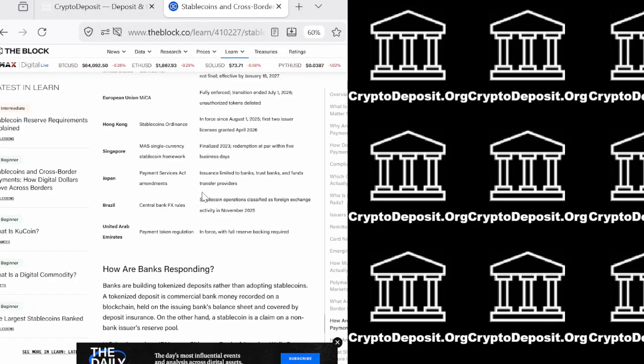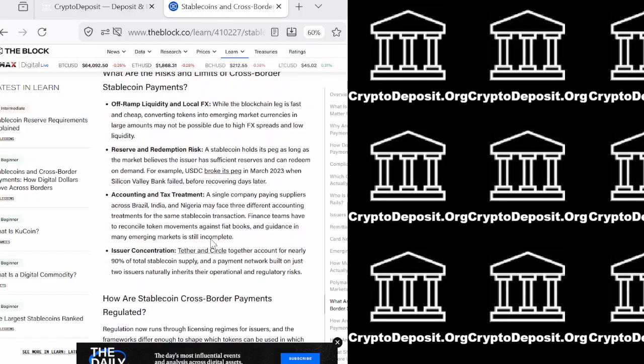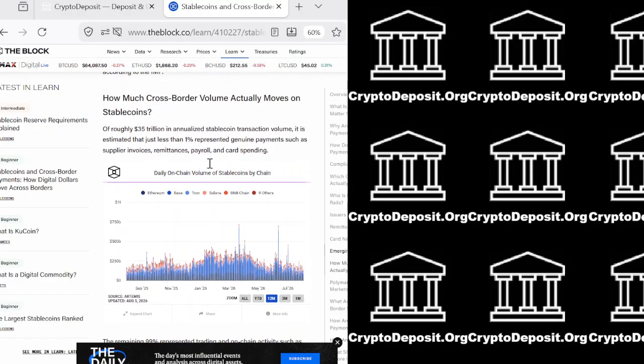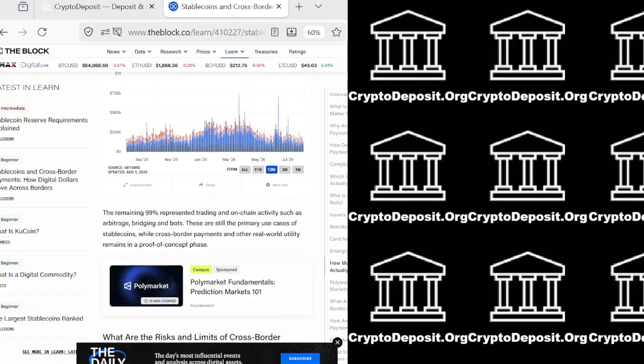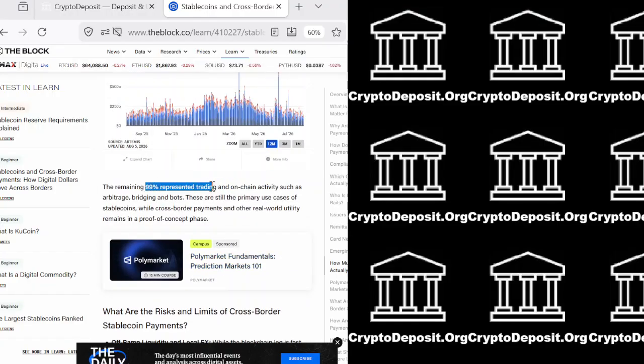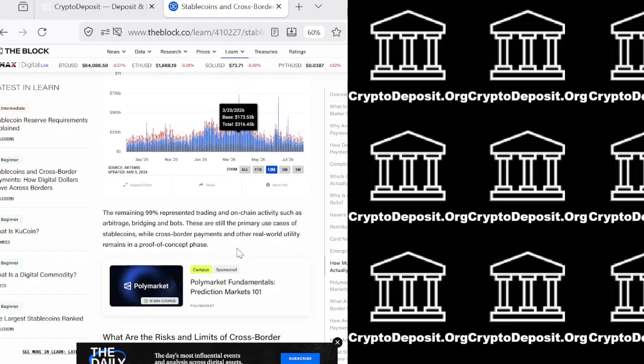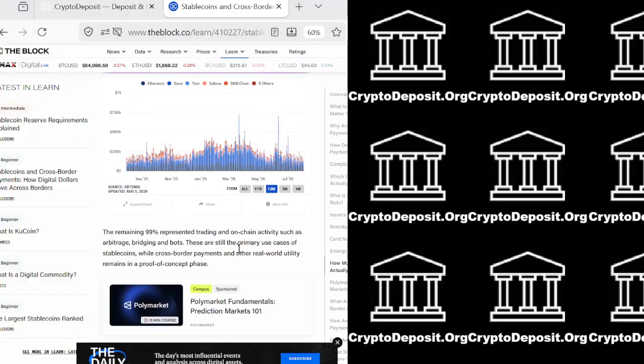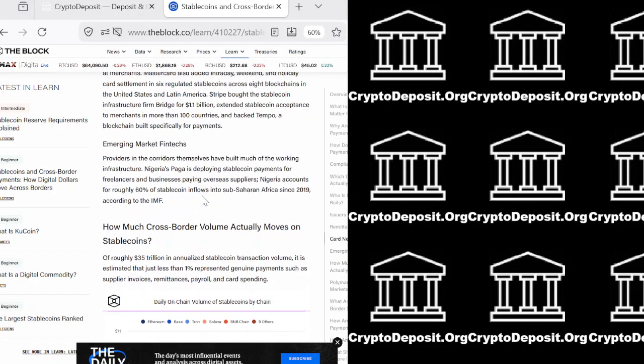Now, the other key note here, at the top of the article, is that less than 1% is really truly peer-to-peer and payments such as invoices, remittances, payroll, card spending, and then the other 99% is really computers. So trading, on-chain activity, arbitrage, bridging, and bots. So although there is such a large amount of stables out there, the majority of it is not really being used by individuals. But of course, 1% of 35 trillion would be 350 billion, which is not bad.